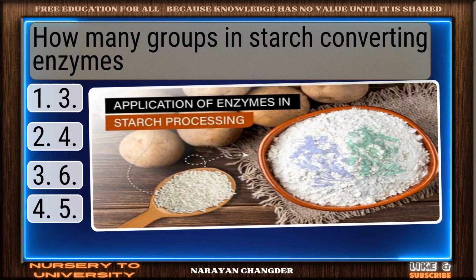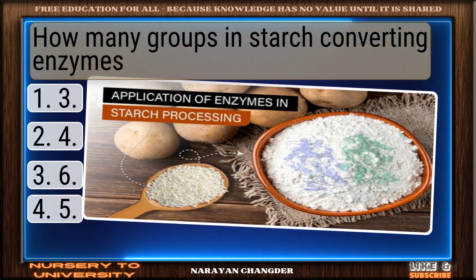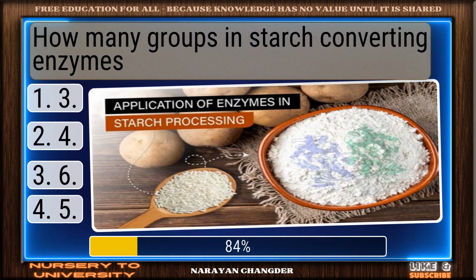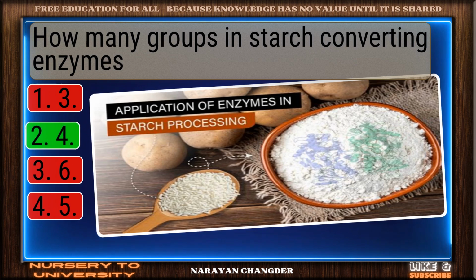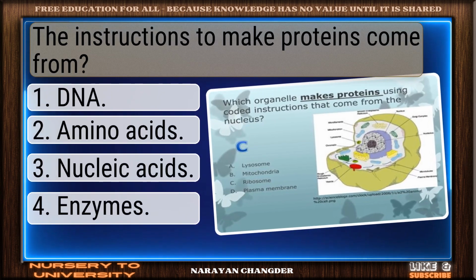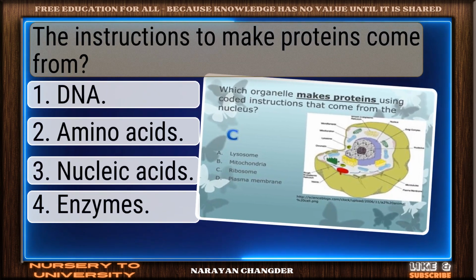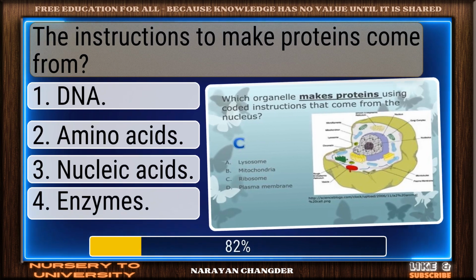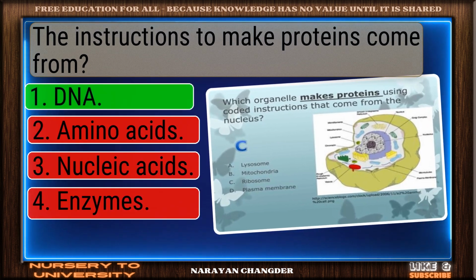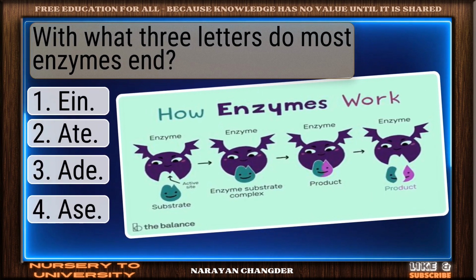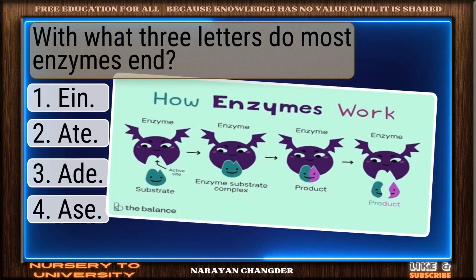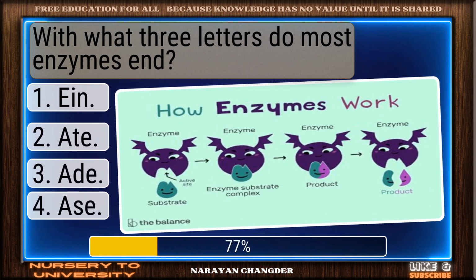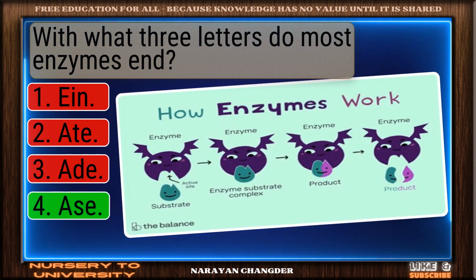How many groups in starch-converting enzymes? Strong choice. 4 is right. The instructions to make proteins come from? Well reasoned. DNA is correct. With what 3 letters do most enzymes end? Nice selection. Ace is correct.